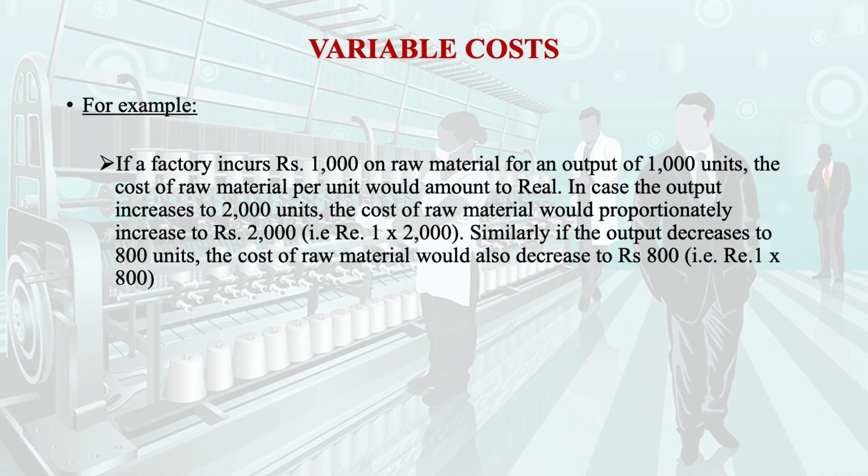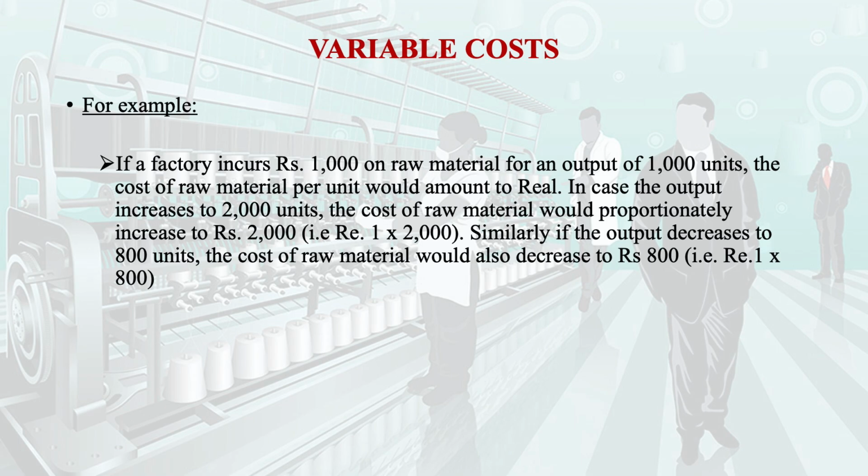If I take an example to explain clearly: if a factory incurs rupees 1,000 on raw material for an output of 1,000 units, the cost of raw material per unit would amount to 1,000 divided by 1,000, that is 1 rupee.